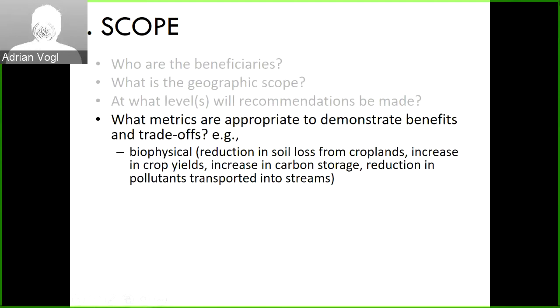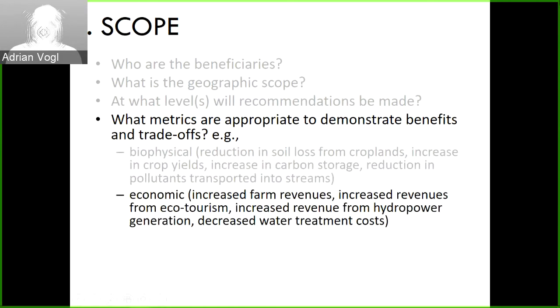And those metrics may be appropriate for your study, but you might also consider using economic metrics, so translating those biophysical outputs into some economic terms, such as an increase in farm revenues compared to the scenario where your soil is degrading. Now you have soil that's retained on the farms through better practices, so you're going to have an increase in farm revenues. Or maybe you have increased revenues from ecotourism, from reforesting degraded areas.